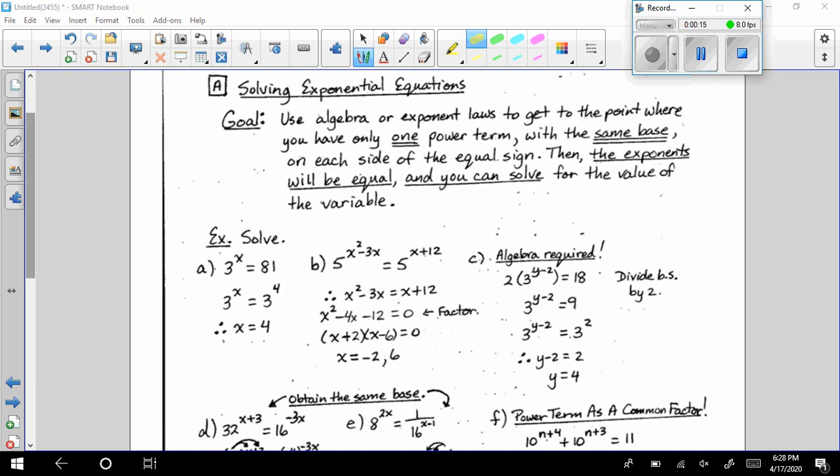What's unique about exponential equations compared to every other kind of equation you have solved in the past is that the variable, our unknown, is in the exponent position. And I said here our goal is going to be to use algebra or exponent laws to get to the point where you have only one power term with the same base on each side of the equal sign. Once you get the solution to that point, then the exponents will be equal and you can solve for the value of the variable.